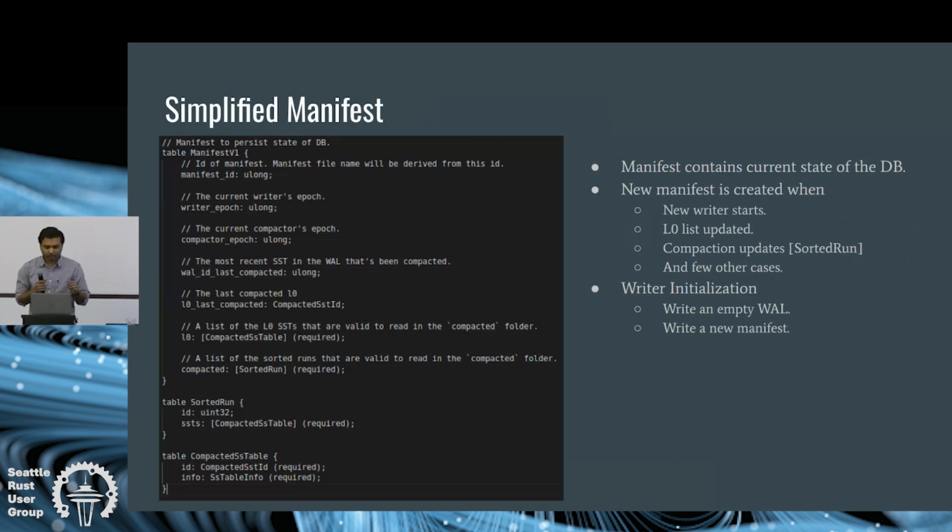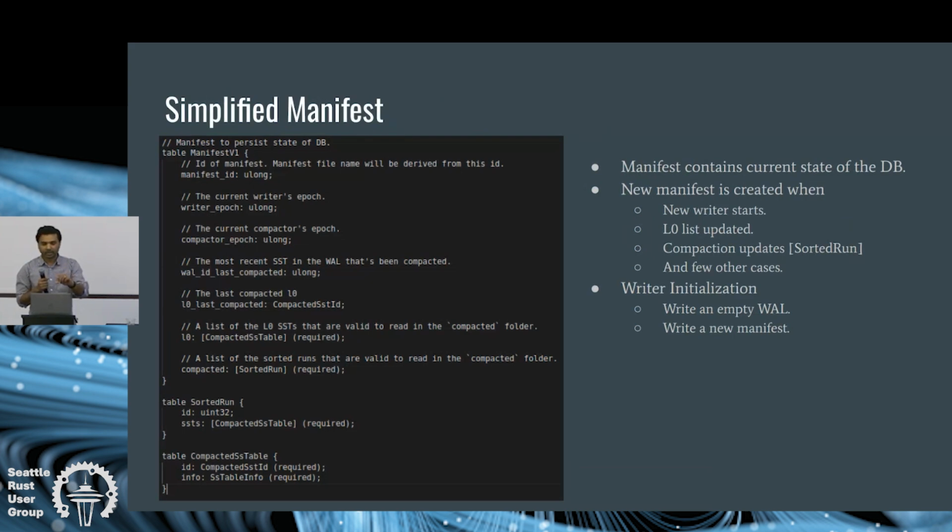Okay, now let's look at the manifest and look at some of the properties. The first one is straightforward. It is a manifest ID. Every manifest has an ID, and it increases from 1 to 2 to 3 and so on. Writer epoch is the epoch of the writer that created this manifest. It's also incremented every time a new writer is created. There are a few other properties.